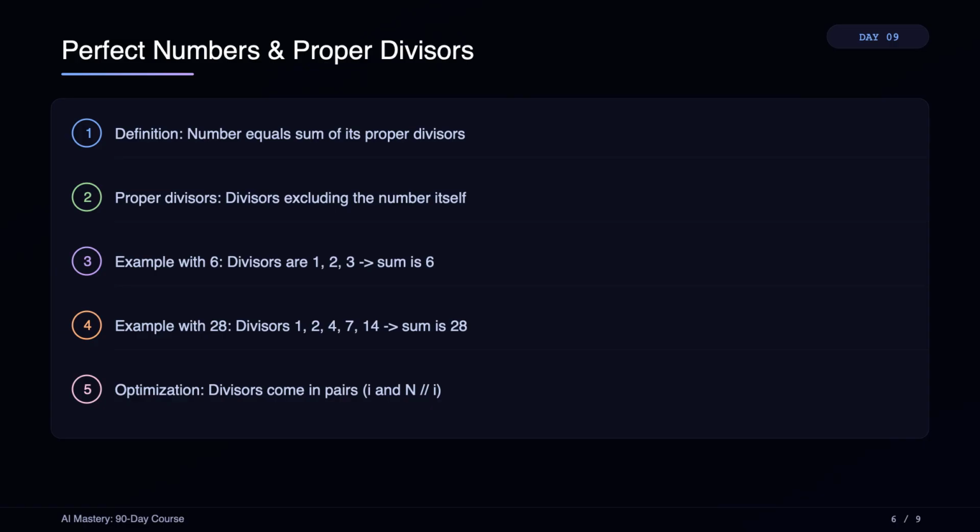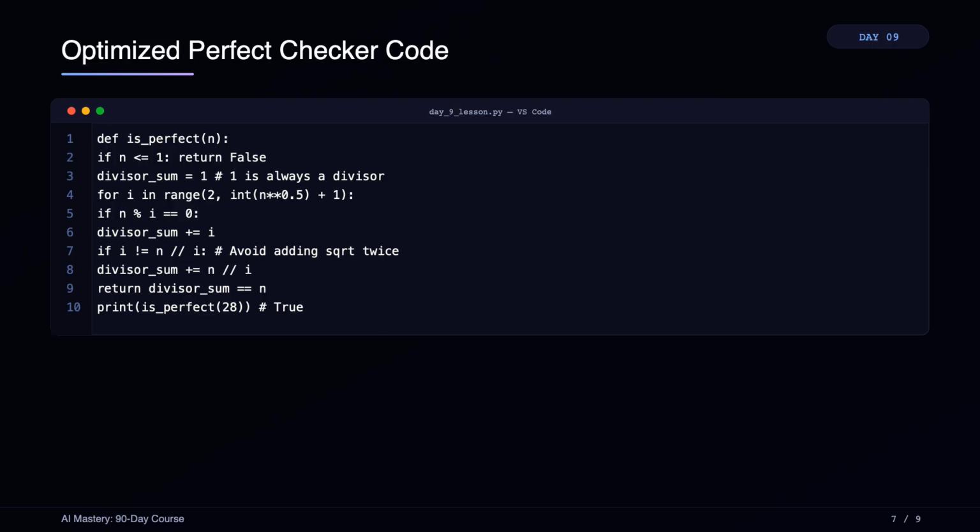Here is the optimized perfect checker. If a divisor i is found, we add both i and its paired divisor n floor division i to our running sum, making sure not to add the square root twice if n is a perfect square. We initialize our divisor sum to 1, since 1 is a proper divisor of any number greater than 1, and start our loop from 2. Finally, we return whether the sum matches the original number. Testing 28 returns true. This approach runs in square root time complexity, making it extremely fast.